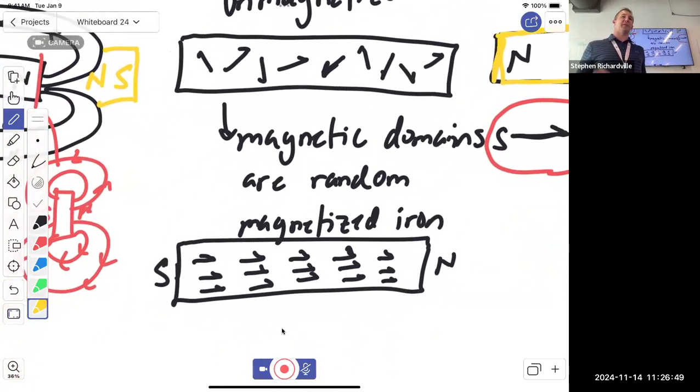So we just call these little magnetic domains. I'm going to get into a little bit later on where the domain comes from. If that's the question in your head, it's a great one. Where does the domain come from? We're going to talk about that. But for now, we've got all these little norths and souths, and in magnetized iron, they are all lined up.